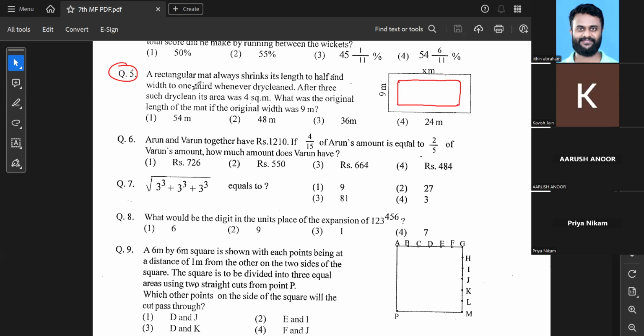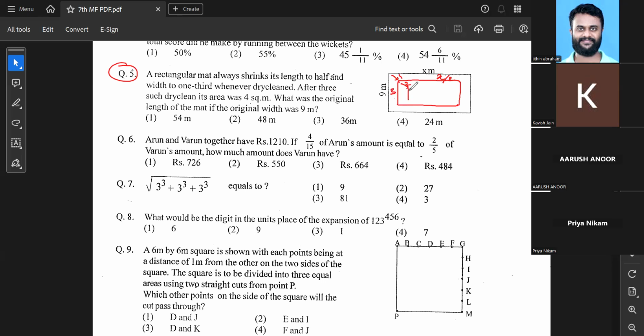So I'm going to say after the first dry clean, the length became half. It became X by 2. And the width became one third. So 9 became 3. So this was the first dry clean. After three such dry cleans, so there is a second dry clean.